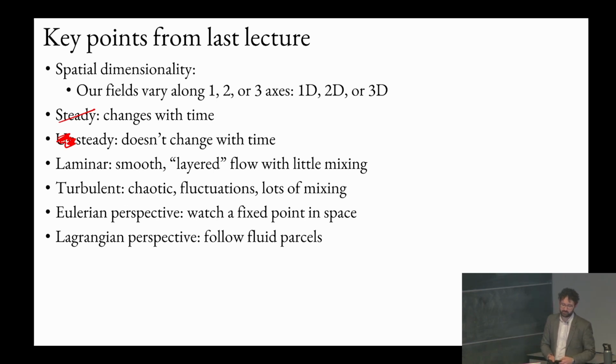Laminar flows are generally smooth with little mixing. Turbulent flows are chaotic. There's lots of fluctuations in turbulent flows, and there's lots of mixing. And most practical flows in mechanical engineering are turbulent flows. We talked about the Eulerian perspective, which is where we watch a fixed point in space, and the Lagrangian perspective, which is where we follow the fluid as it moves throughout space. And you'll get a better understanding of those 2 different perspectives later on in the course, particularly in the module that we're starting today, which is Module 2.